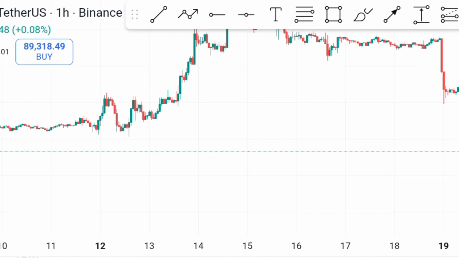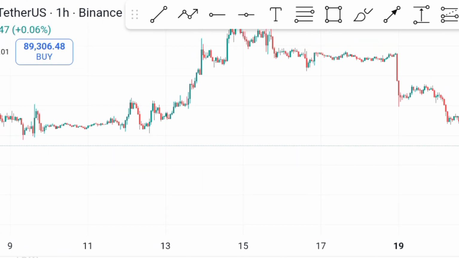Okay, here we have two things. First, in an uptrend, to know that the market has reversed, it has to break the last higher low, and in a downtrend, it has to break the last lower high.